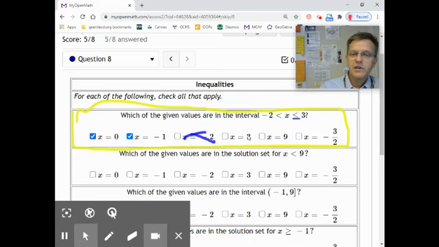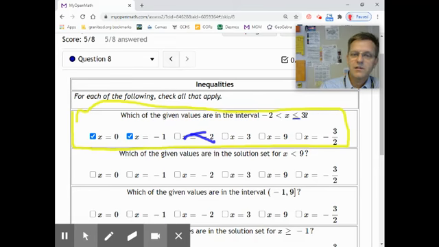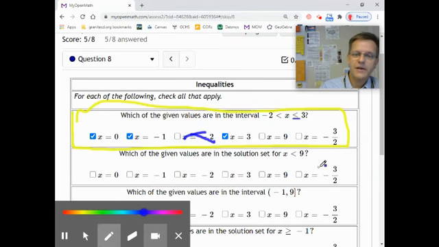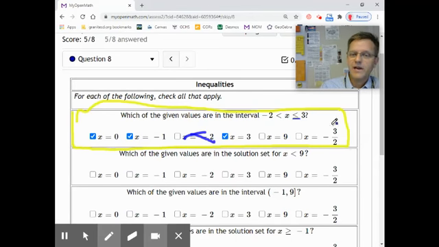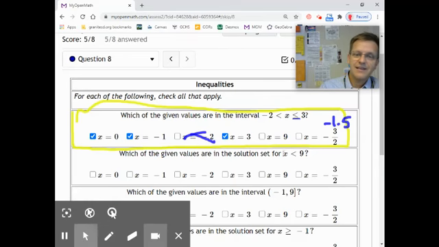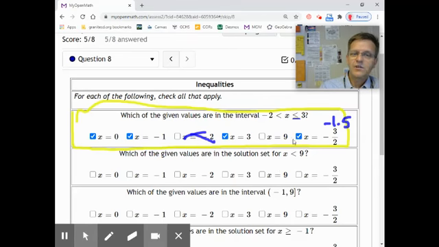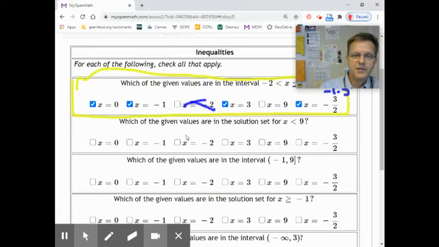All right, how about this one? Is 3 less than or equal to 3? Yeah, it's equal to 3. How about 9? No, that's too big. And how about negative 3 halves? 3 halves is 1.5, right? This is negative 1.5, if that helps you. So is negative 1.5 larger than negative 2? It is. So you're going to have to pick multiple answers here.